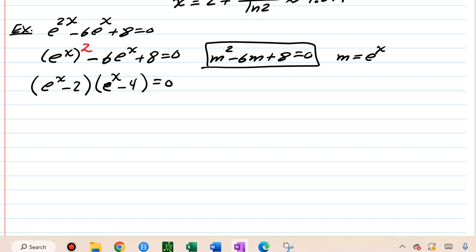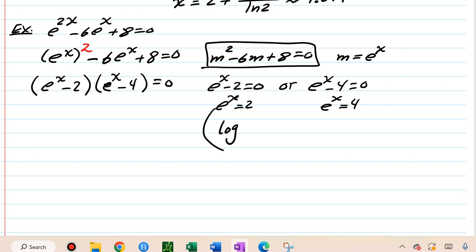We can set each of the factors equal to 0. So at this point, I say e to the x minus 2 may be 0, or e to the x minus 4 could be 0. And then move 2 to the other side. In the second one, add 4 to both sides. And now we have an exponential equation where you have an exponent equal to a constant. Remember that one? I can rewrite this in logarithmic form. The base would be e, log base e of 2 equals x. And the other one also would be log base e of 4 equals x.